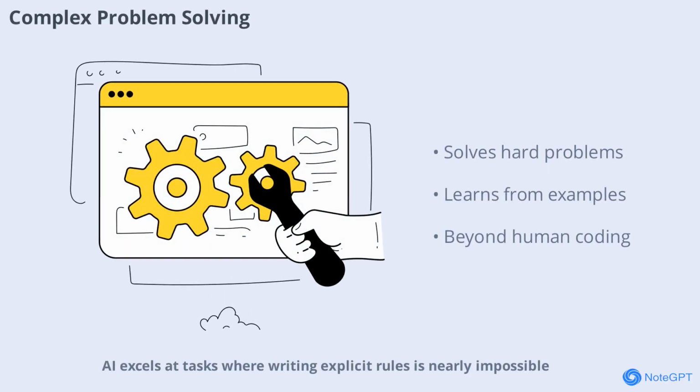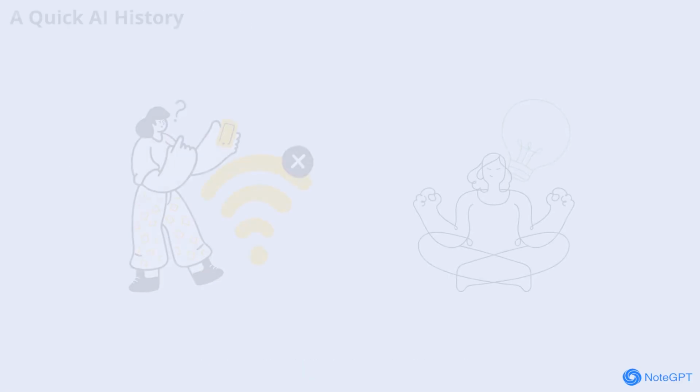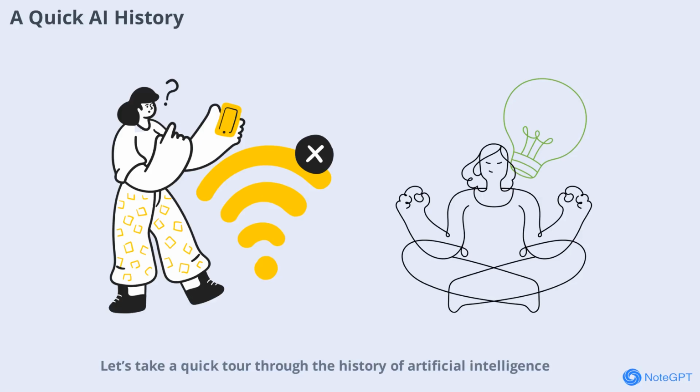AI excels at tasks where writing explicit rules is nearly impossible. Think about recognizing a friend's face in a crowd or understanding the meaning behind a sentence. These are challenges that stump traditional programming but are well within AI's reach, thanks to its ability to learn from data. Let's take a quick tour through the history of artificial intelligence.